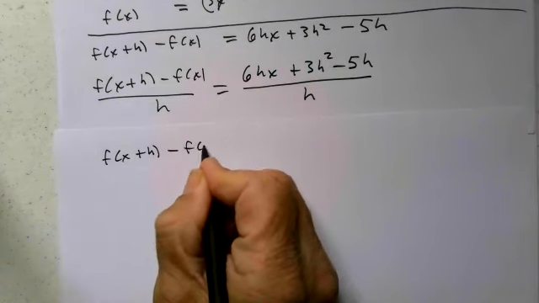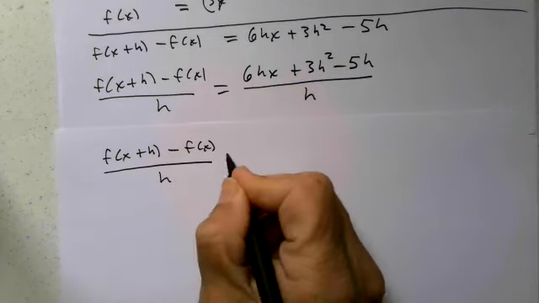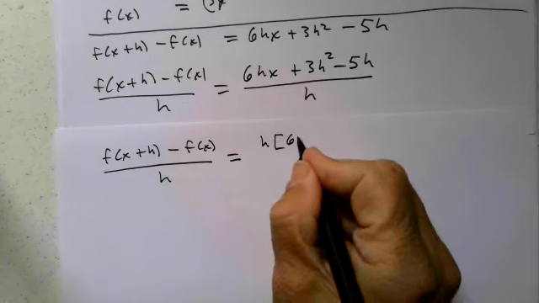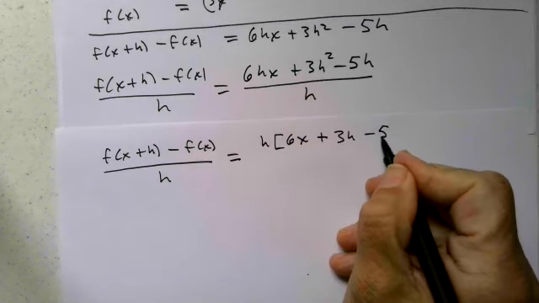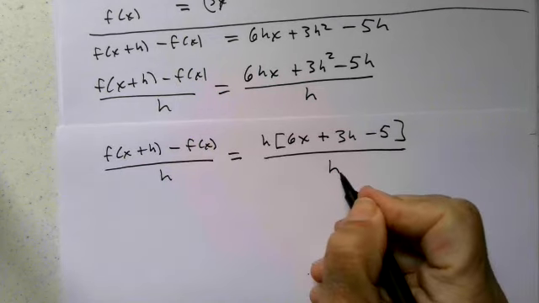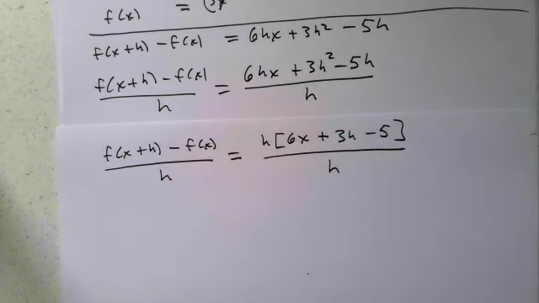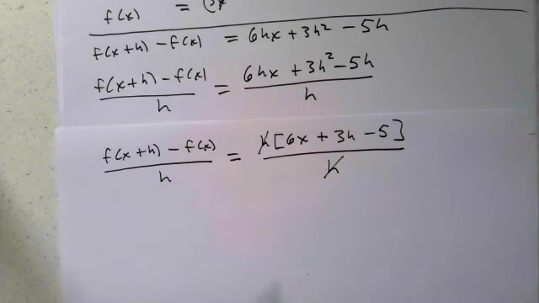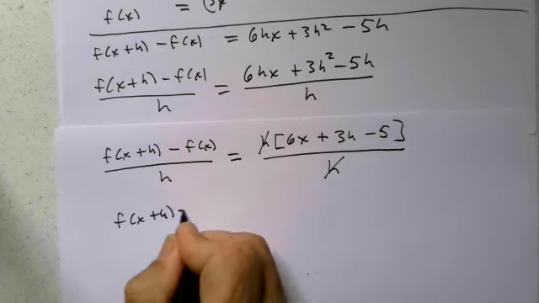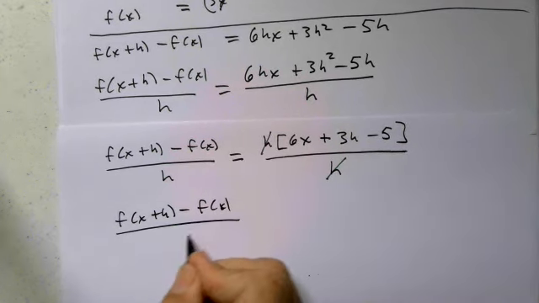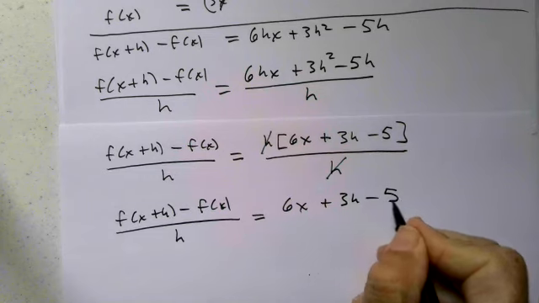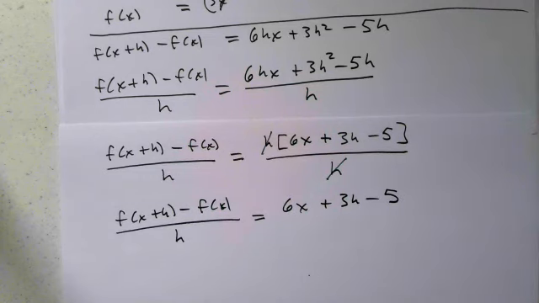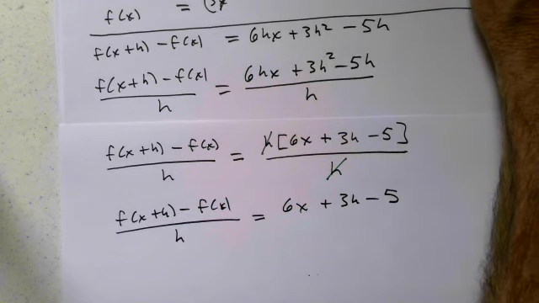F of x plus h minus f of x over h. Let's factor out that h. What do I get? 6x, because h times 6x is 6hx, plus 3h squared divided by h is 3h, minus 5, all divided by h. And notice what happens here. We are very happy that the h's divide out. And my answer will be f of x plus h minus f of x over h equals 6x plus 3h minus 5. So that's a suggestion I will give you for doing problems of that type.